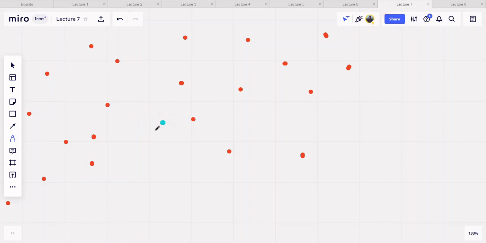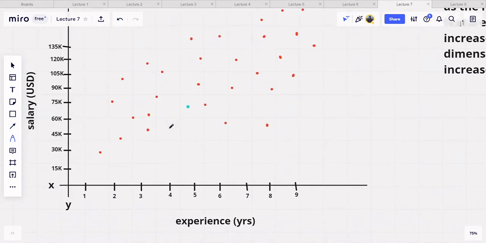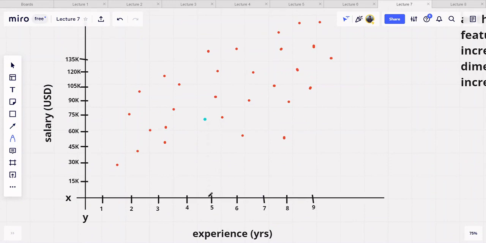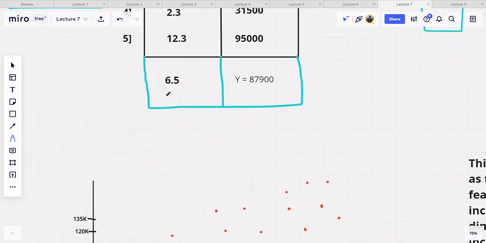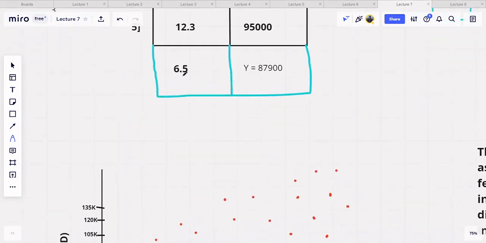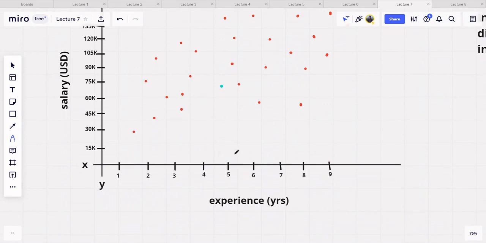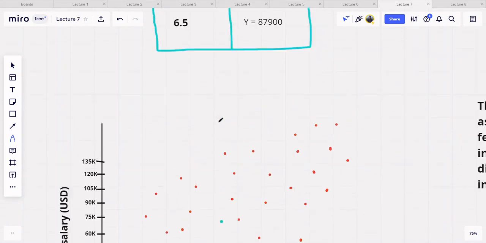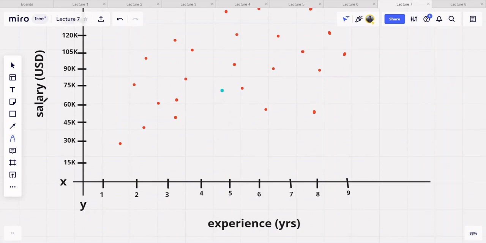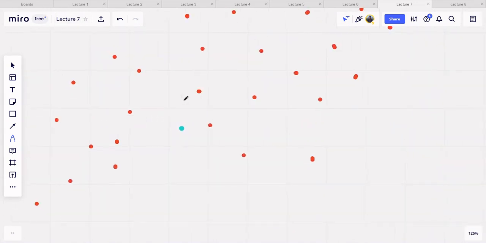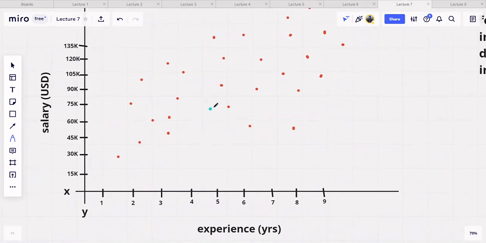So what we are trying to do here is predict salary for this particular point, given the experience. Let's say the experience is somewhere around 5 years, and we are trying to predict the salary. This is basically our data point.